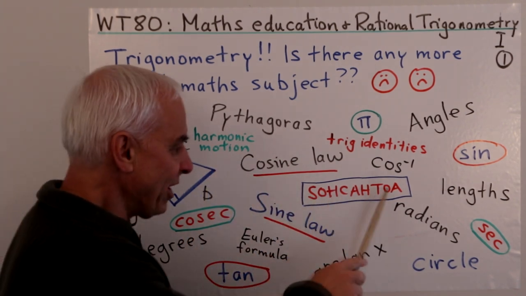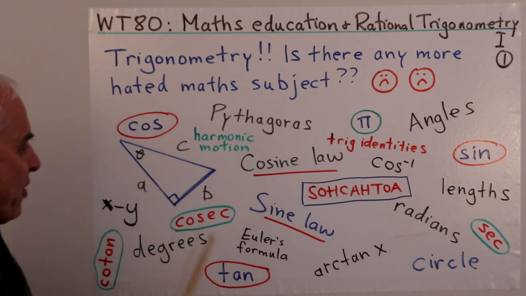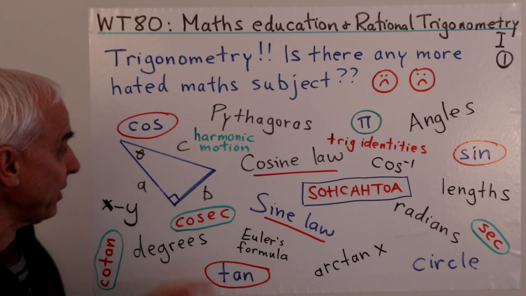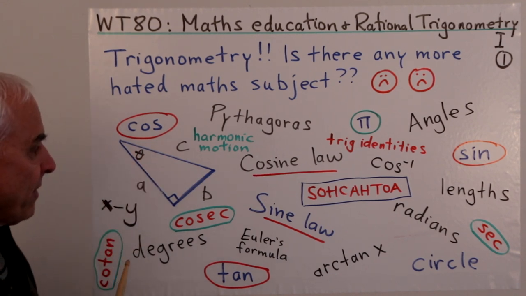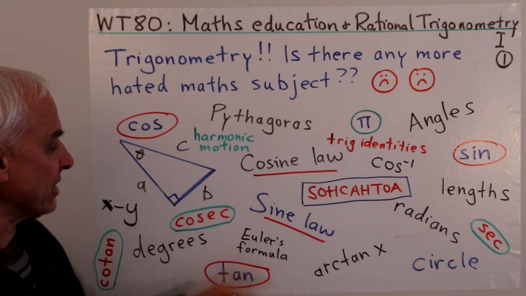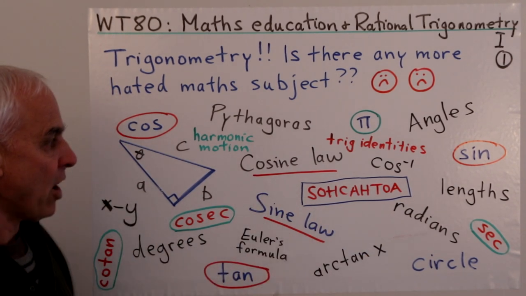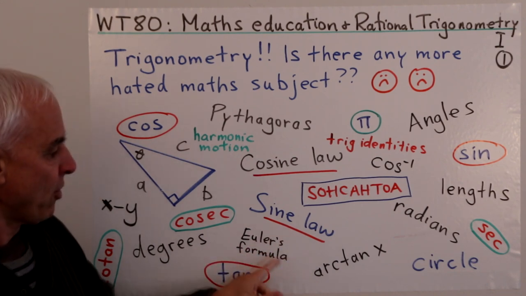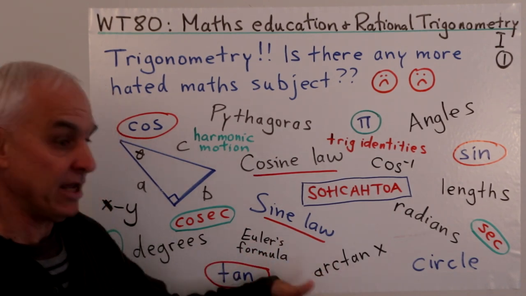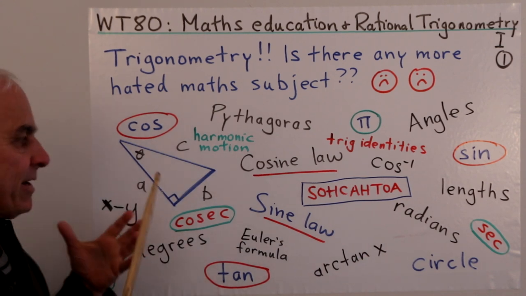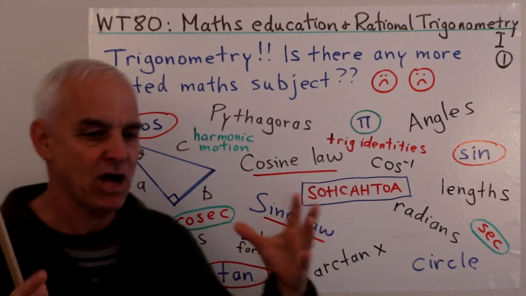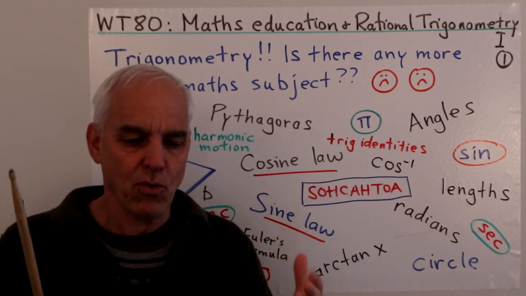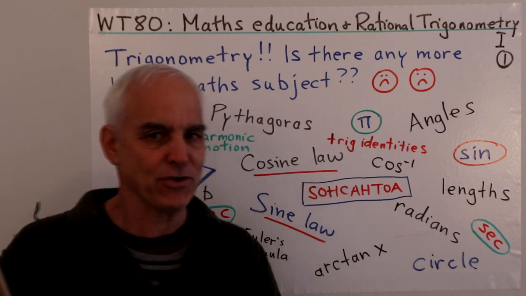The SOHCAHTOA laws that allow us to figure out how to understand the various relations in a right triangle and connecting that with this notion of angle. And then these laws, cosine law, sine law, and many other laws, along with double angle formulas and lots of other things. And then later on, Euler's formula, arctan, the inverse circular functions, yet more and more piled up on top of each other, and really not at all so clear what is the logical structure, what comes first here.